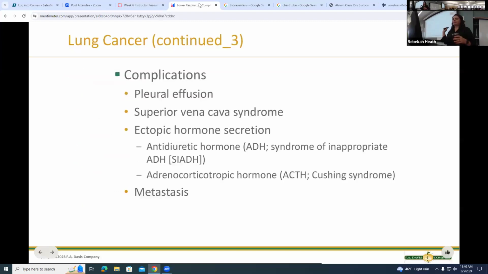That gets concerning. They can have some complications because of the tumors. Sometimes they can have pleural effusion, so that fluid that builds up. Superior vena cava syndrome is when the tumor is blocking the superior vena cava, so all the blood coming into the superior vena cava is getting blocked from getting into the heart. So things fill up and you have JVD and some edema in your upper extremities, but not your lower extremities, caused by the tumor.